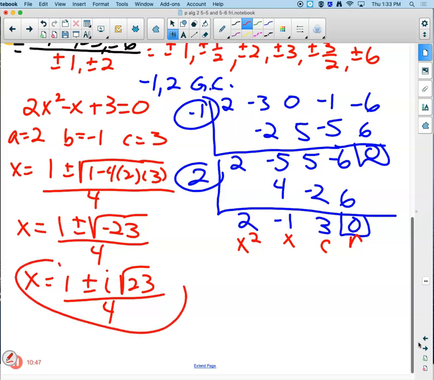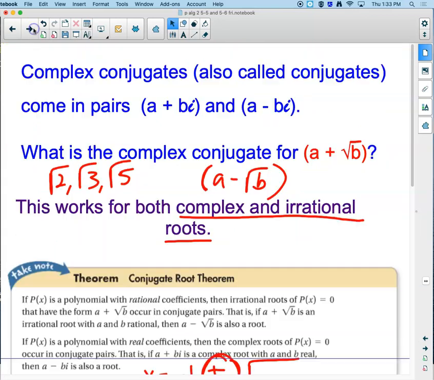So these are our last two zeros here, and they're imaginary, and those imaginaries always come in pairs. 1 plus i square root of 23, and then we've got 1 minus i square root of 23, both of them divided by 4. So on to the next part of the objective.